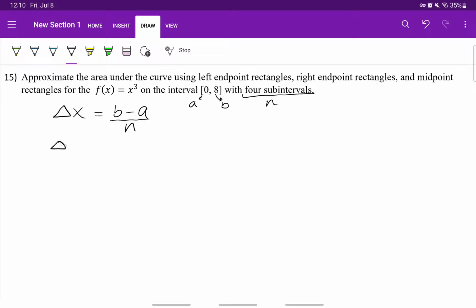So delta x is equal to b minus a divided by n, 8 minus 0 divided by 4. That's 8 over 4, which is 2. Delta x equals 2.